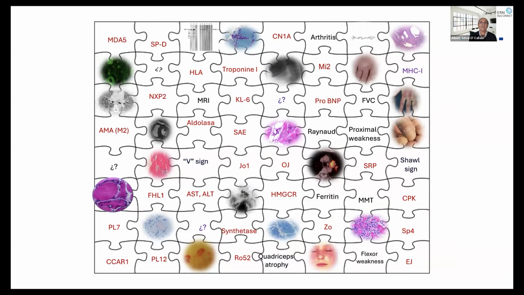So in summary, you can see here in the jigsaw puzzle, we have different clinical manifestations, we have different images, we have also muscle biopsies, and of course the antibodies. It's a part of all this armamentarium for diagnosis, to know what's happening to our patients, and which will be the best way to treat and to avoid the suffering of our patients.